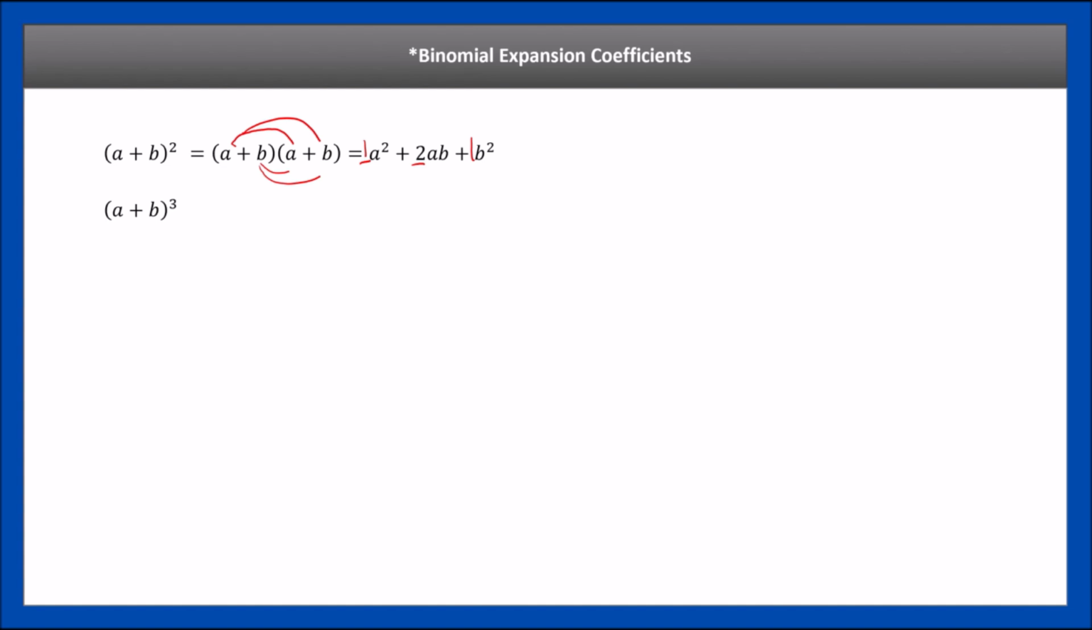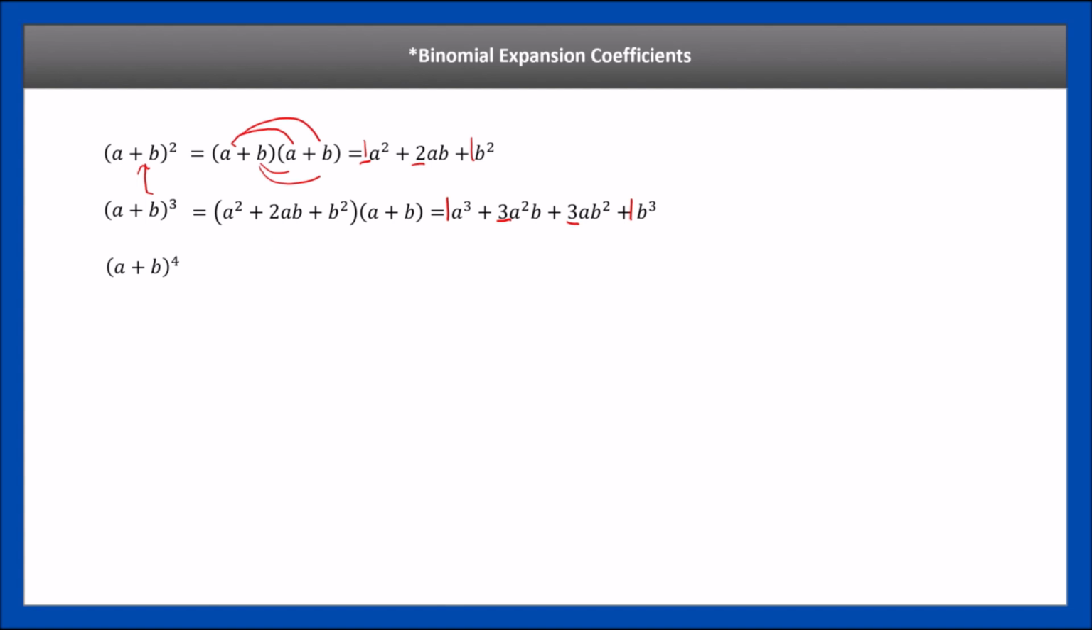Now, if I do a plus b to the third power, that's the same thing as taking this guy times an extra a plus b, right? So this part right here is my a plus b squared that we got from earlier. Then we multiply by another a plus b, and that gives us the expansion a cubed plus 3a squared b, so on and so forth. But notice that the coefficients here are 1, 3, 3, 1. And we'll show you maybe one or two more.